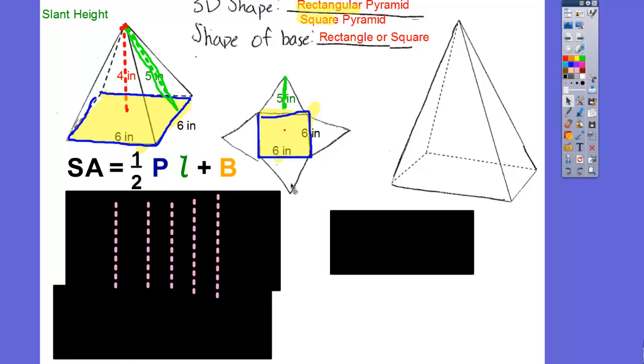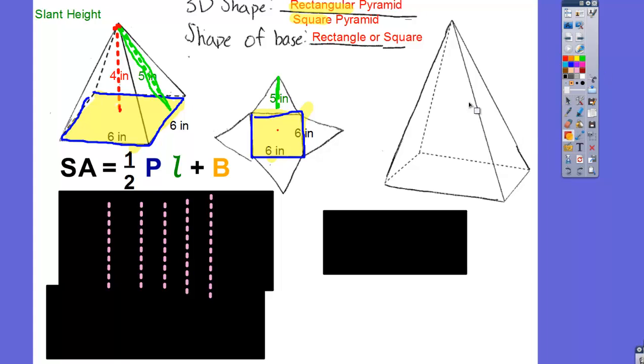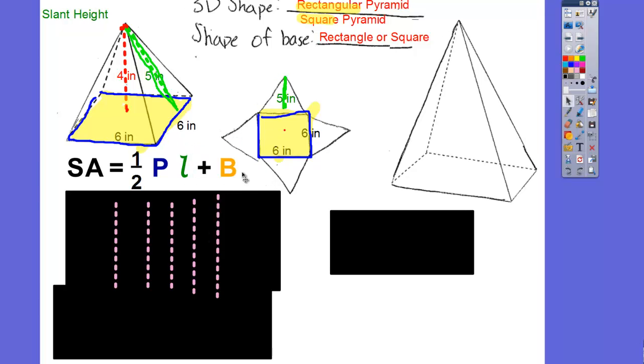If we were going to do lateral surface area of the pyramid, we just wouldn't include this plus big B. It would just be 1/2 perimeter of the base times the slant height. This is the same as this formula because the perimeter of the base, well, this is a circle. To find the perimeter of a circle, it's the same as the circumference. 2 pi r is the formula.